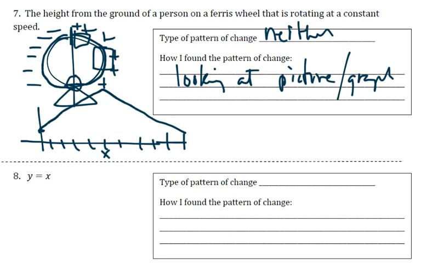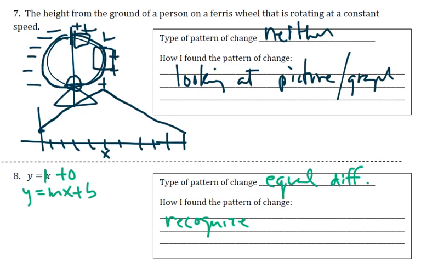Okay, number 8, y equals x. Well, this one is actually in that slope-intercept form. It's just this would be plus 0, and that would be 1. So 1 times x means we're adding 1 each time, right? So that's going to be an equal difference. How did we figure this out? Recognize that slope-intercept form, which is arithmetic. And we should notice that these arithmetic patterns are giving us equal differences over equal intervals.